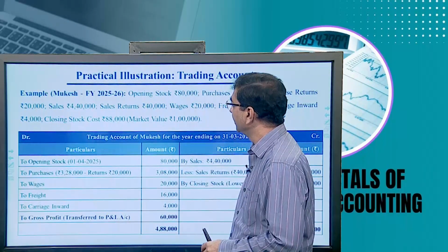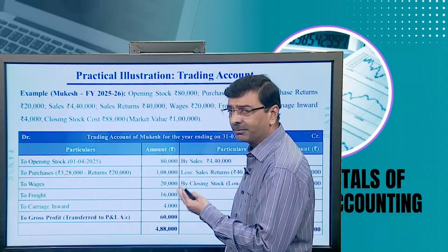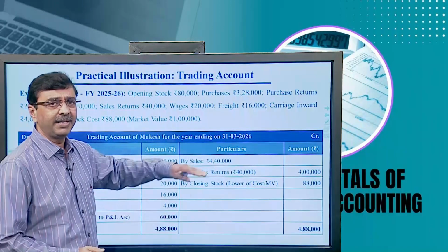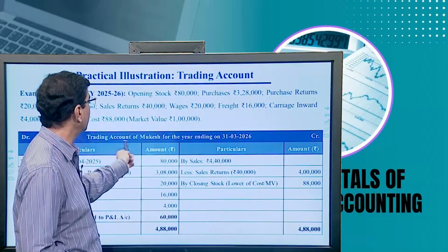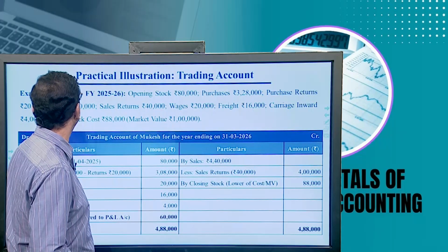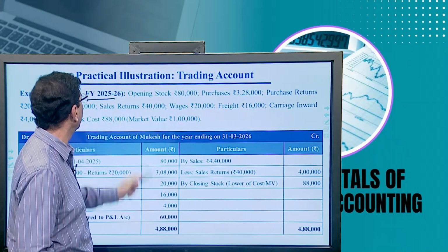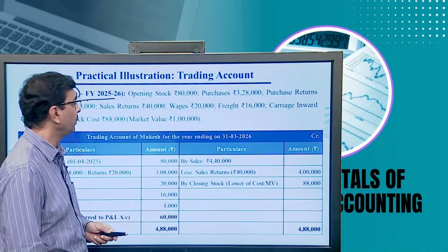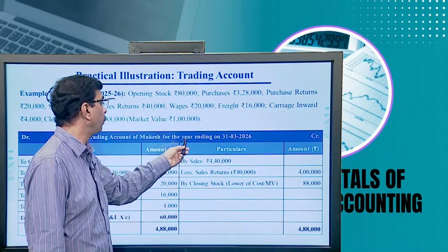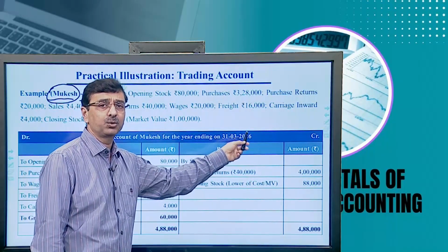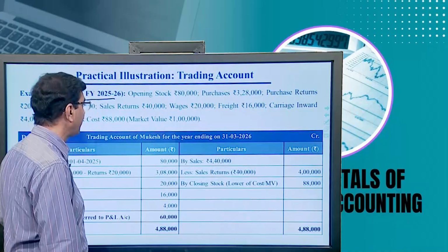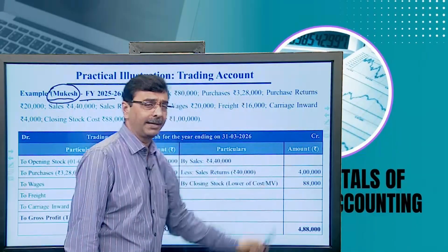Next point, practical illustration, in a very simple way, but just try to record this. We are preparing a trading account in the books of Mukesh for the year 25-26. So you can write here the title: Trading Account of Mukesh for the year ending 31st March 2026. Particulars, amount. The left is debit, the right is credit.